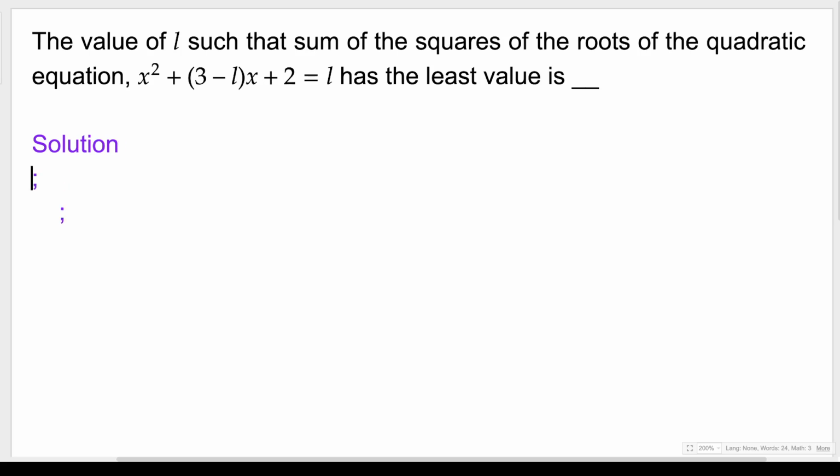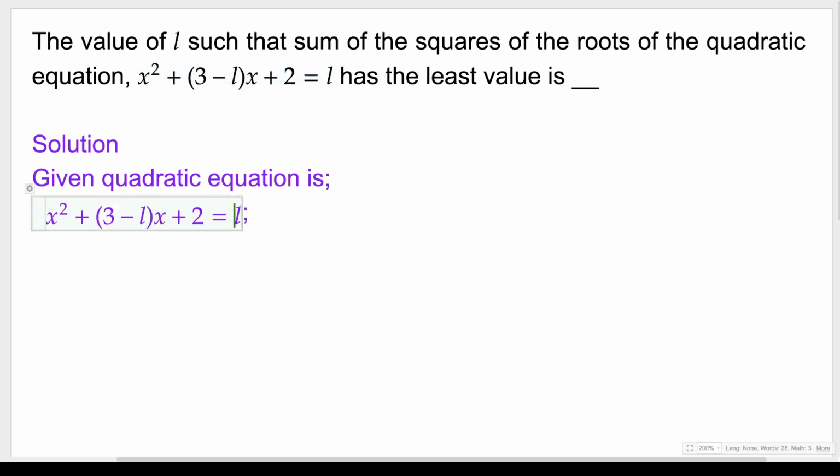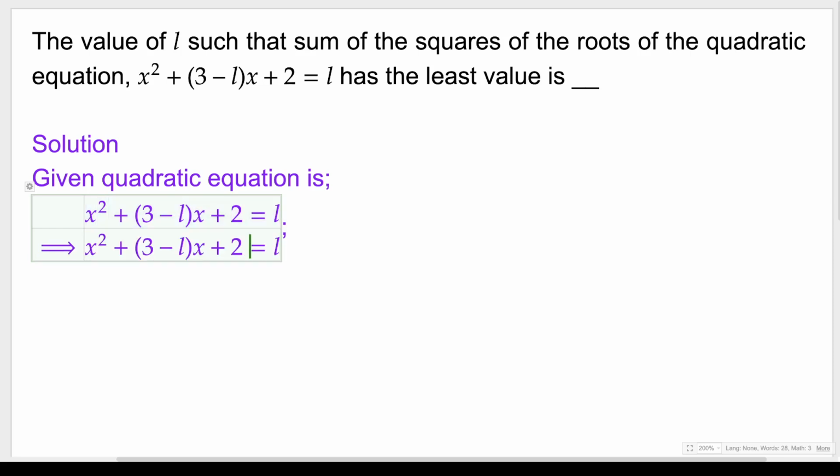Now, the given quadratic equation is this one. I'll replicate this part, and in this equation I will subtract L on both sides. So this will effectively be 2 − L, and here I can write 0. Now if I compare this with the standard representation of a quadratic equation, ax² + bx + c = 0, where a is not equal to 0.